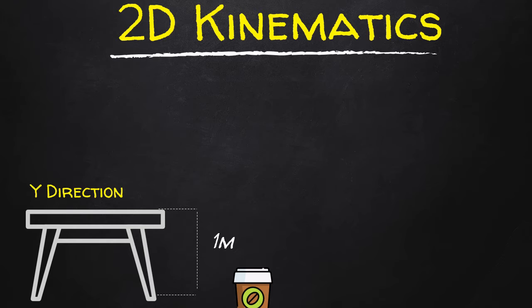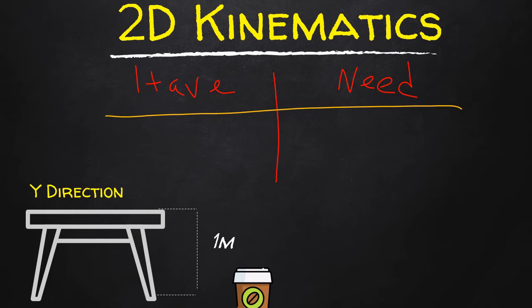As I explained last video, in order to do this, the best way is you write down what you have on one side, what you need on the other side. So right now we're dealing specifically with the y direction. What we need is time, because then we can use that to find out how far the cup has gone in the x direction. What we have is the height, which is 1 meter.